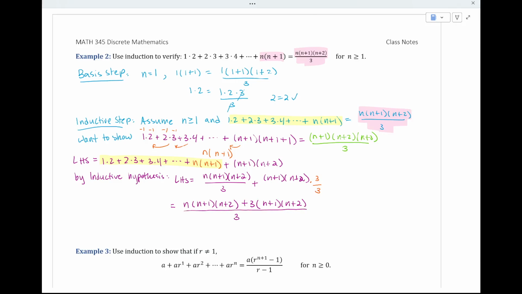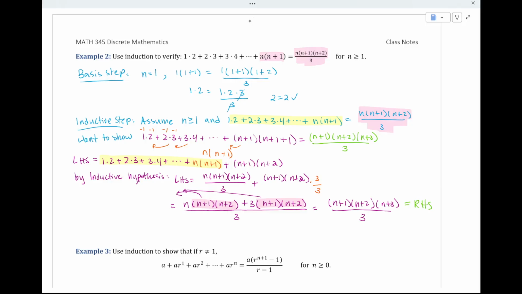And now it looks like I've got an n plus 1 and n plus 2 and another n plus 1 and n plus 2. I can actually factor that out, and I'm going to be left with an n plus 3. So n plus 1, n plus 2 is what I factored out, and then what I'm left with is an n plus 3 over 3. Oh, and look at that. That is the right-hand side, my green side. Isn't that nifty? So that means I'm pretty much done.